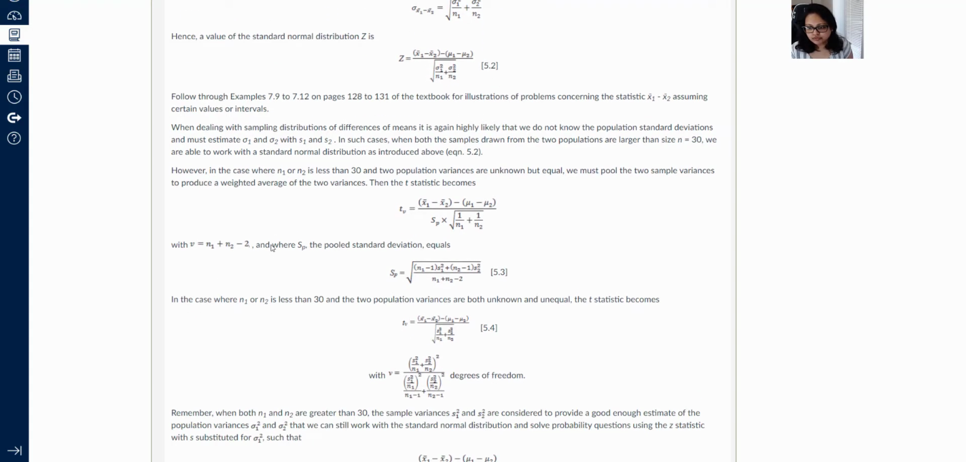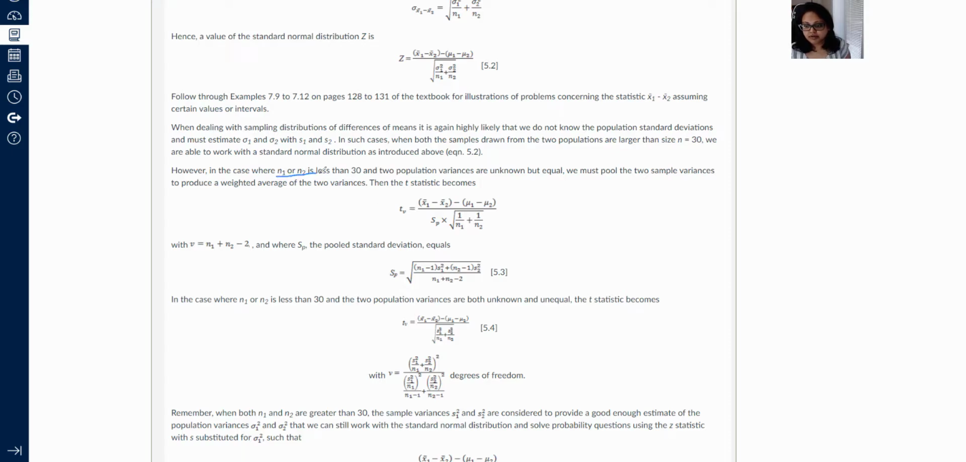So you can follow through some examples. You will see that we give you lots of examples, and whenever you find the Z value, you can go to the Z table and find the probability from there. Sometimes you will see that the sample sizes are small, and we do not know the population variance. That's the most important one.